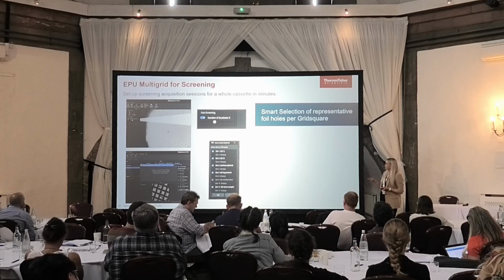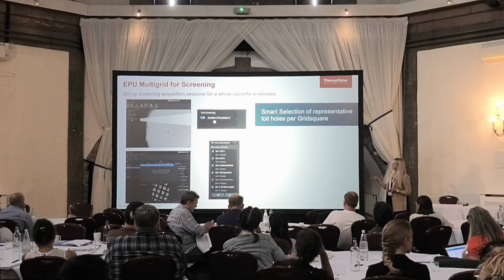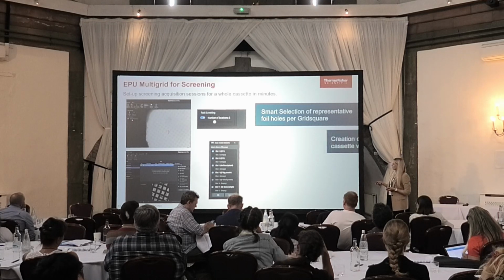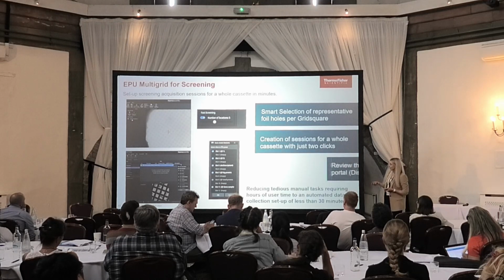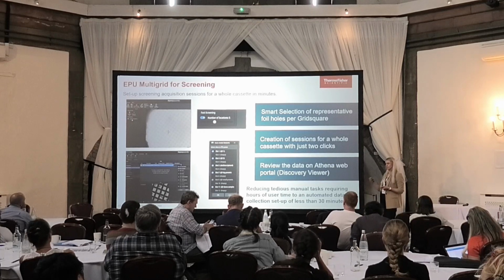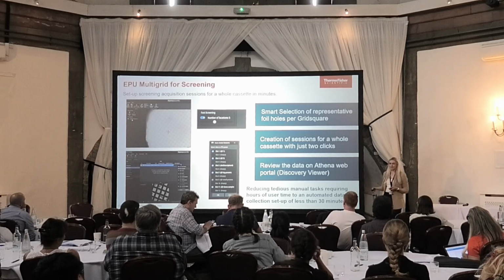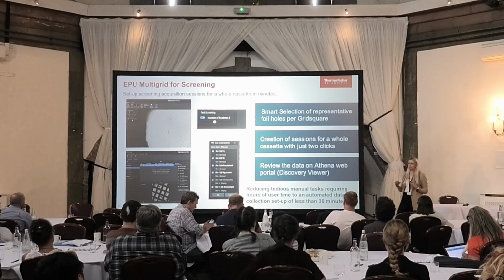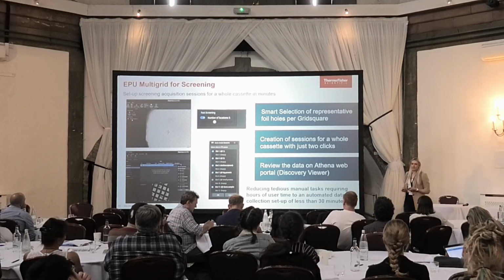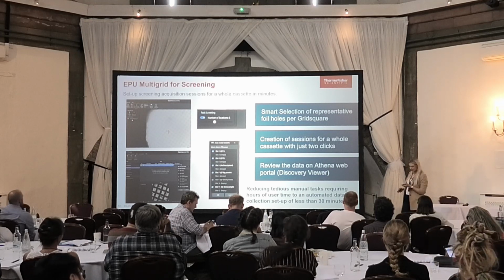So you say that you want to take 5 random images. They get distributed across the ice gradient from as many grid squares as you want. Then you can add all grids in the autoloader in the queue with just 2 clicks, and then you say, run it, go away for a few hours, and then just view all the data in Discovery Viewer. So that's just on your browser, as long as you're in the same network as the microscope. So that should also save a lot of time.